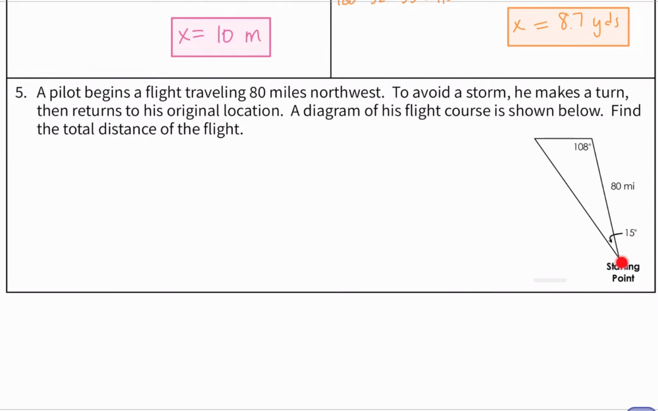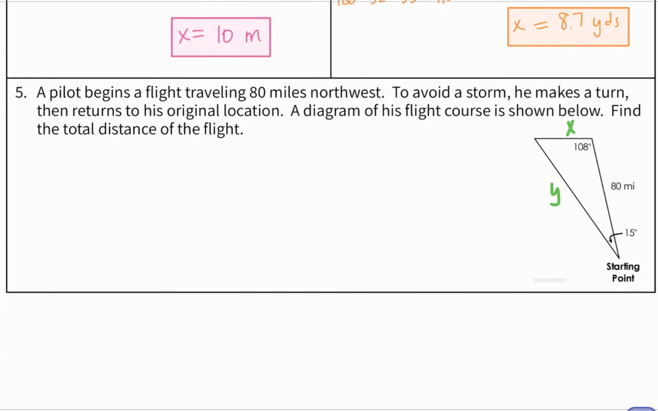So this is almost a perimeter problem. If you want to know the entire distance, it's going to be his first leg, when he turned, and then his distance back. So we need to know all three sides. And right now we only have one side. Since we're finding two different sides, let's label them with two different letters. Let's say this is x and this is y. Totally arbitrary, I just made them up.